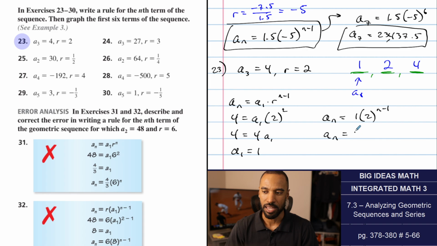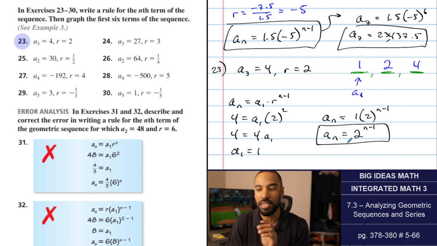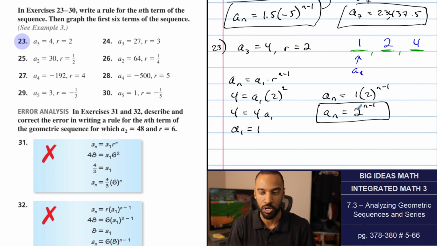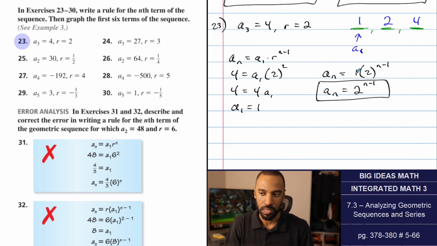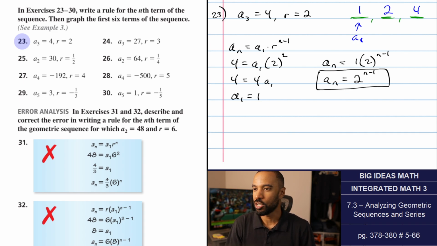What you would see in an answer key likely is just 2 to the n minus 1 power, which means you need to understand in that scenario that your first term... If they gave you this equation and they said, what is the first term? Well, you can substitute 1 and figure it out, but also you know that the missing number invisible in front is a 1. Now, they do want us to graph.